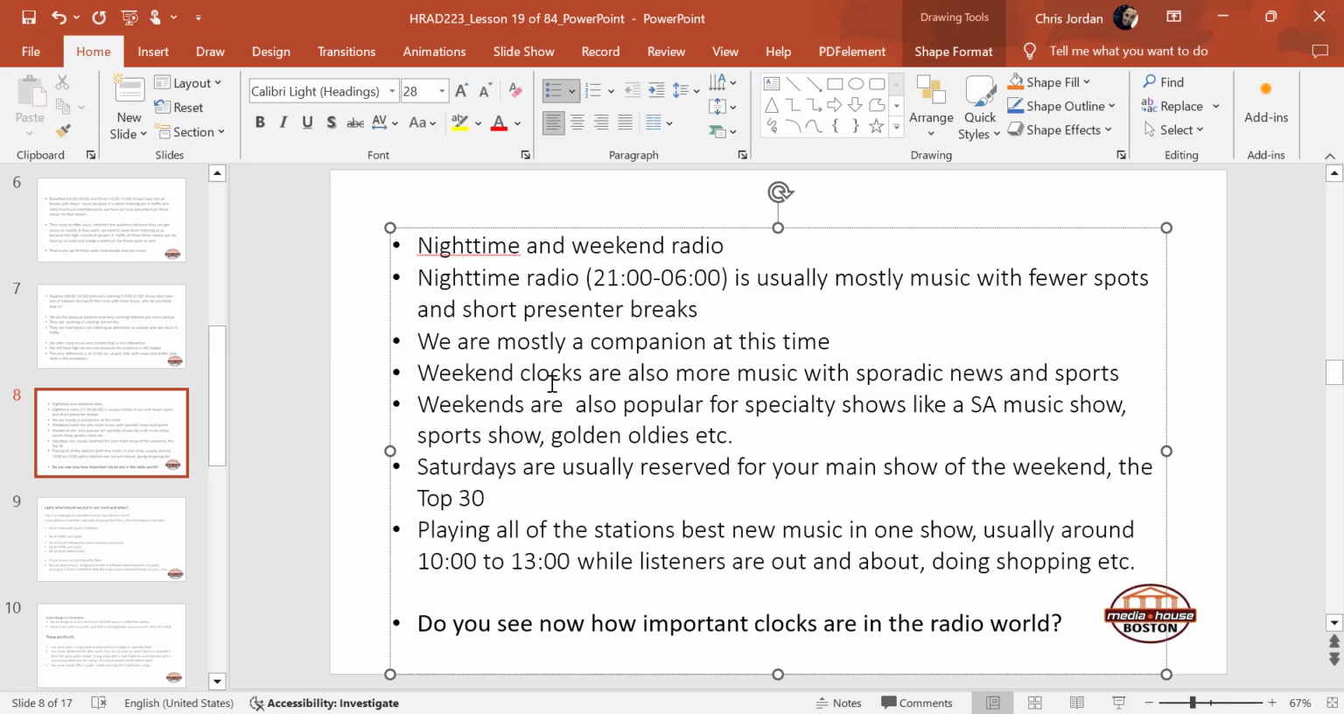So weekend clocks also have more music with more sporadic news and sports, depending on the time of day and also depending on the station. At our station we do news all the way to 3 o'clock, right? But hourly, and then with some headlines at 30 past, right?